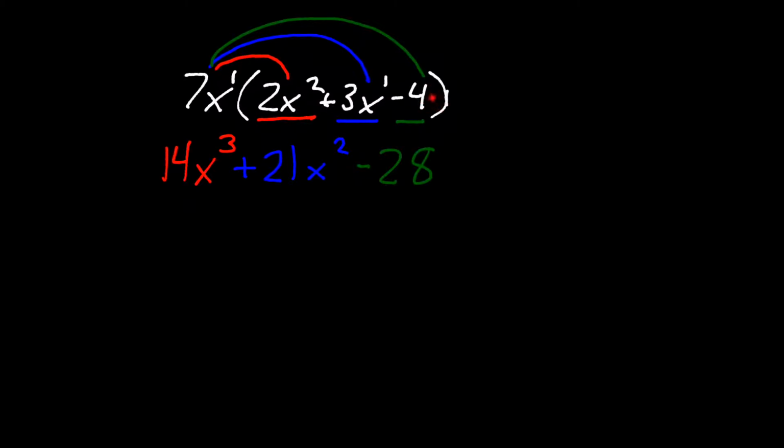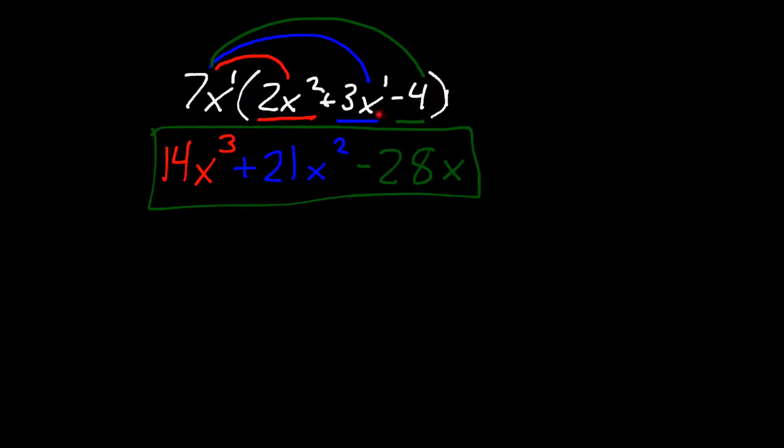And even though this number does not have a variable after it, this x still tags along. So I do the 7 times the negative 4 to get negative 28, and I don't lose any variables. So I have just a single x after 28. And this is my product: 14x cubed plus 21x squared minus 28x.